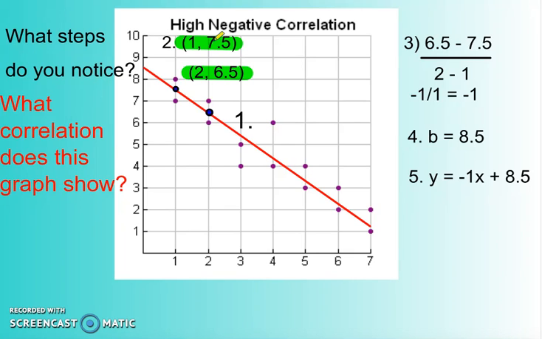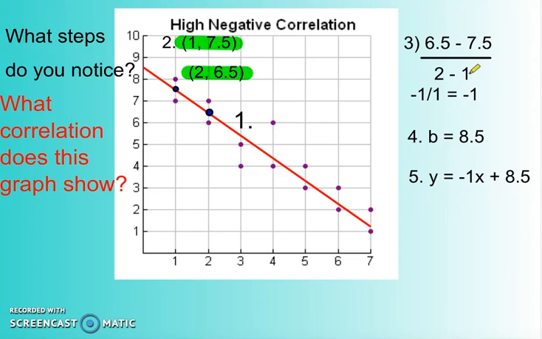Okay, so that looks like the first step was to draw the line. Second step was to find 2 points. And I don't think it matters which 2 points you choose because a line goes on infinitely. So these 2 points were just chosen. So step number 3, though, what is going on here? Does this look familiar to you?